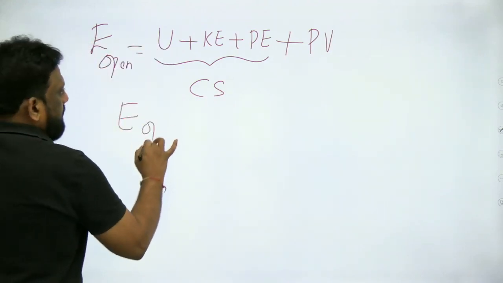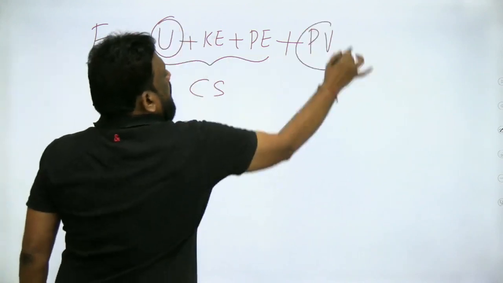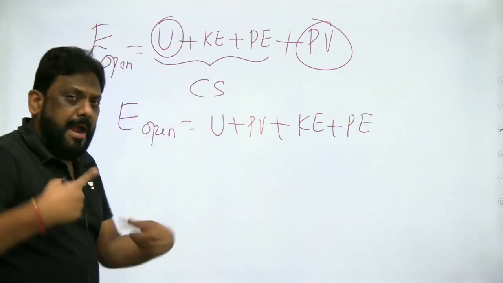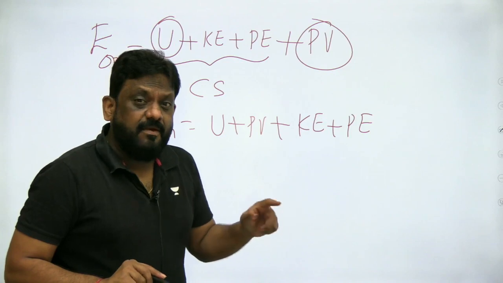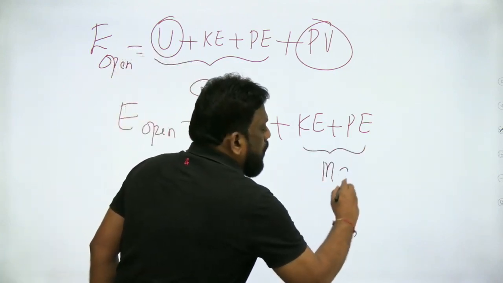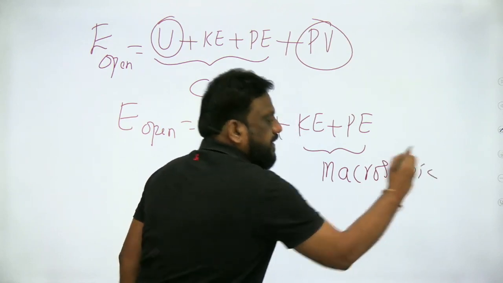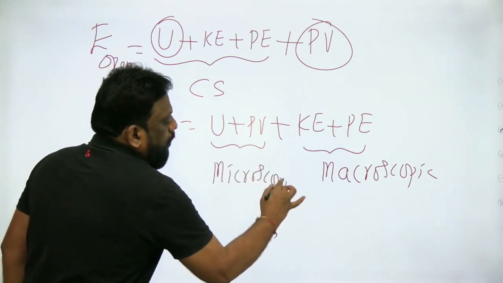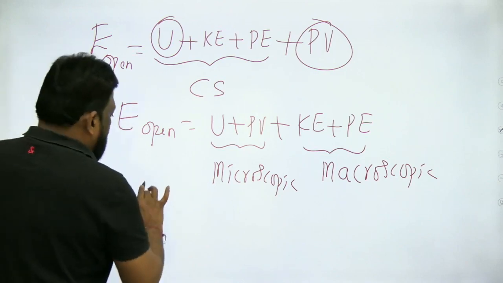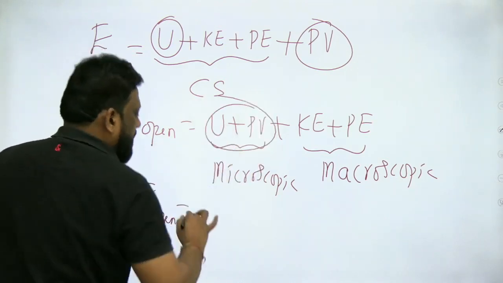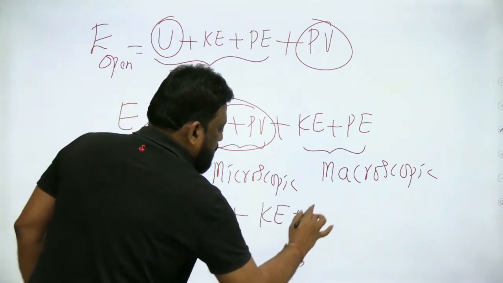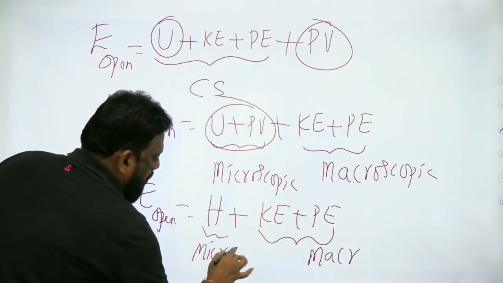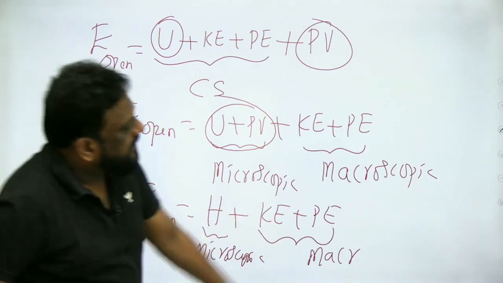Now let me combine U plus PV, plus kinetic energy plus potential energy. My dear students, the kinetic energy and potential energy are macroscopic. They are not at the molecular level. And this is microscopic, that is, at the molecular level. So for convenience, I write this as H plus KE plus PE. This is macroscopic and this is microscopic. Let's see the beauty here now.